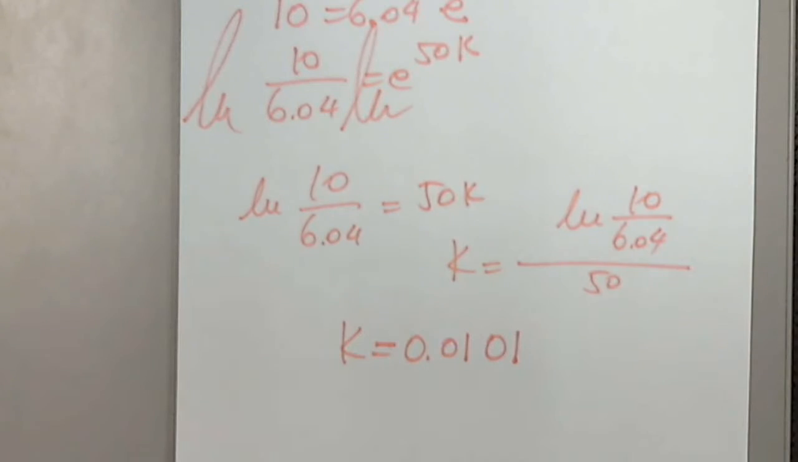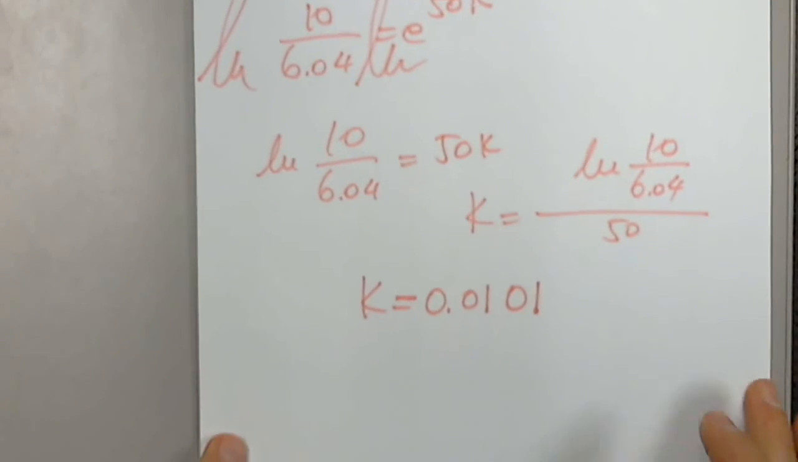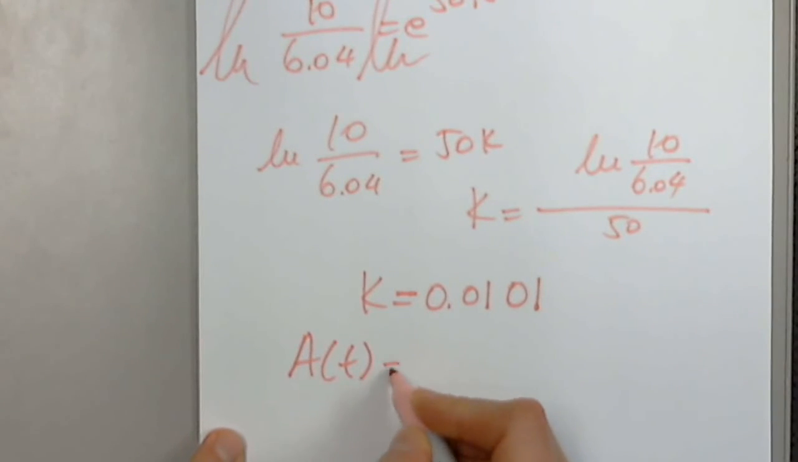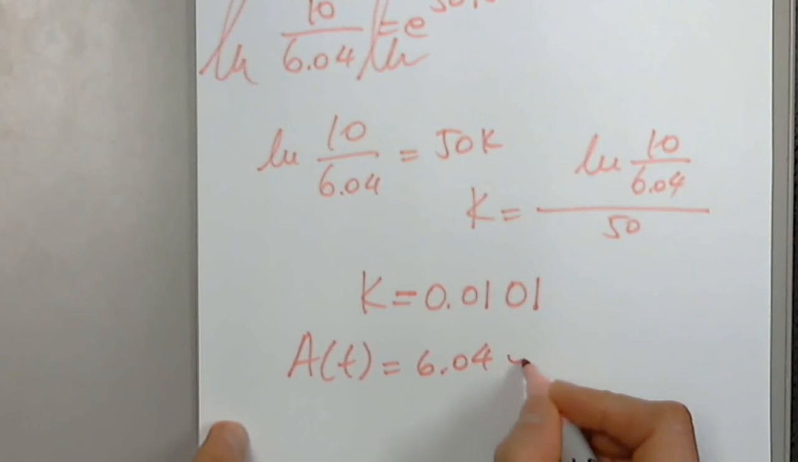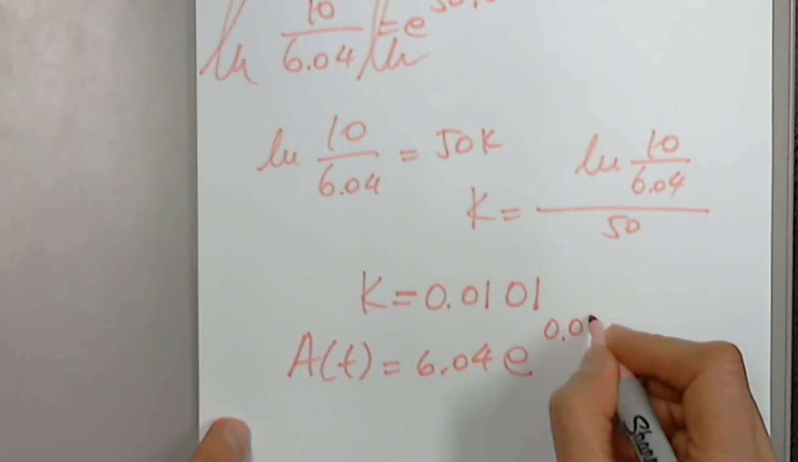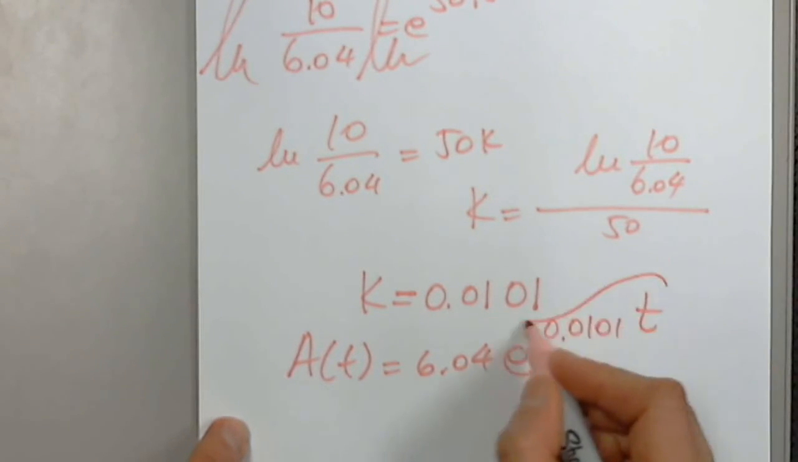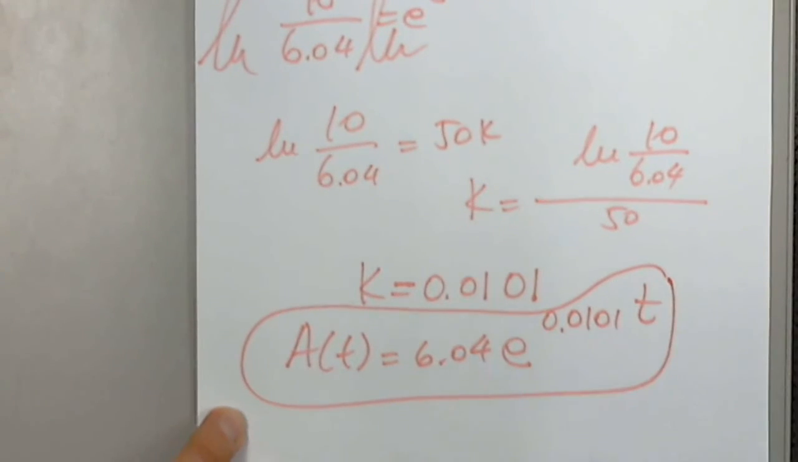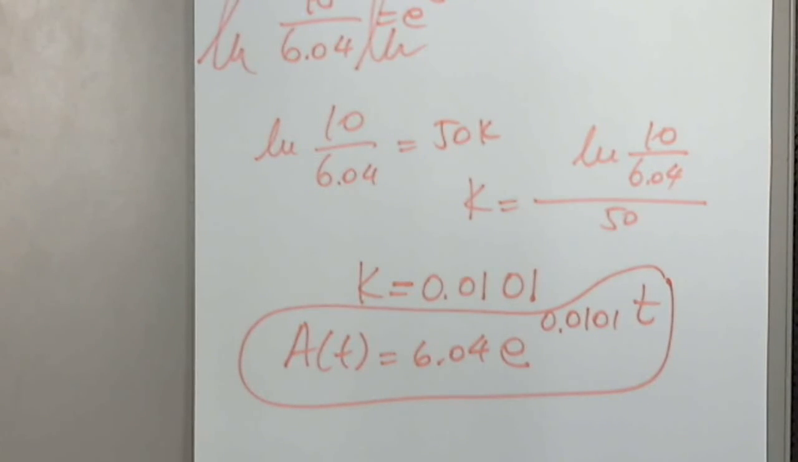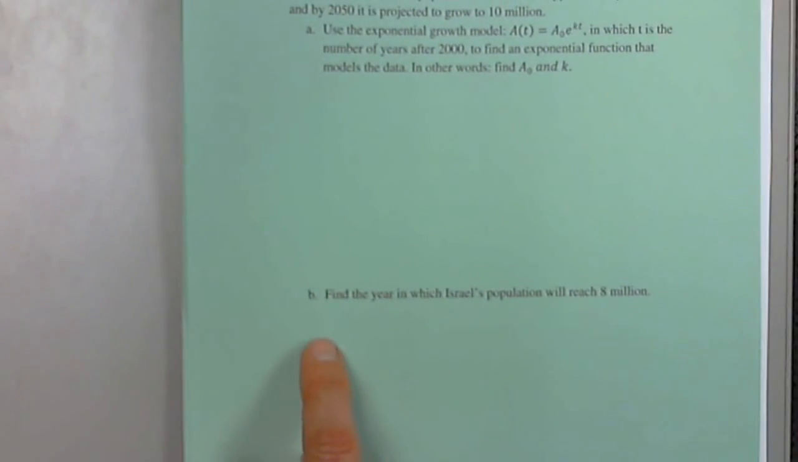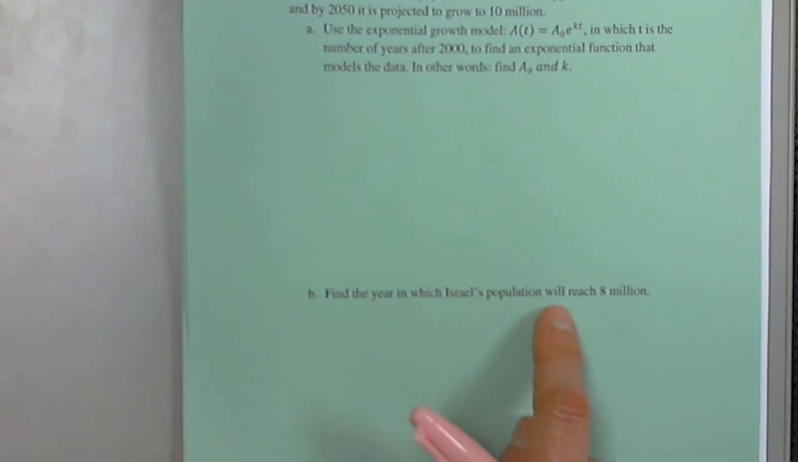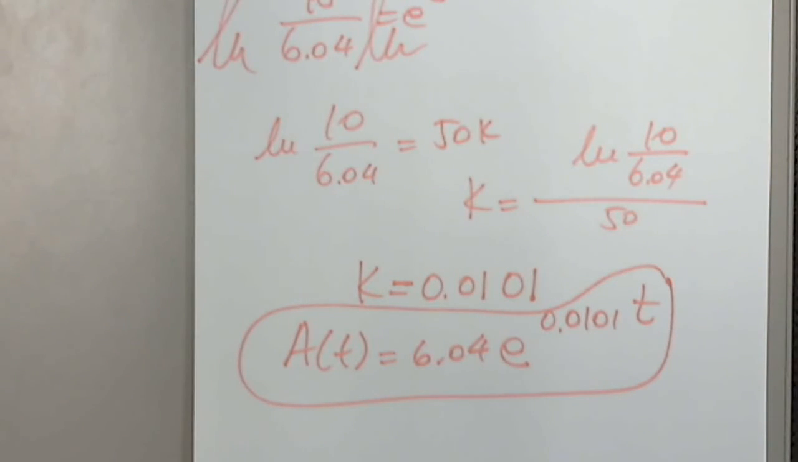So finally, we have the entire model. A of t equals 6.04 times e to the 0.0101 t. And we're ready to answer part B. Find the year in which Israel's population will reach 8 million, assuming the model still holds. We don't know that, but for now, let's assume that the model still holds.